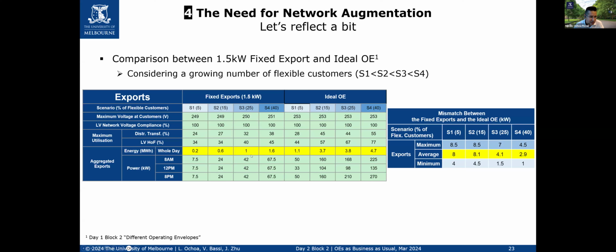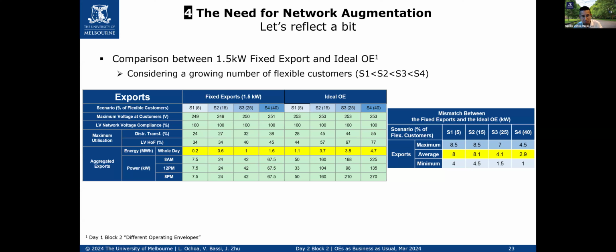In terms of the fixed exports, okay, 1.5 kilowatts, because everyone is being limited. So if you divide 1.6 megawatt hours by 8, which is the scenario 1, it's 0.2, which is the same. So essentially, the moment that you increase the number of customers is pretty much the same with the fixed export. With ideal, however, you don't get that, all right? The more customers that use operating envelopes, the more as a whole, as an area you generate, of course, but per capita, per flexible customer, that number is decreasing.